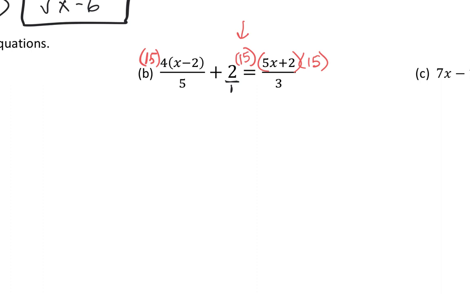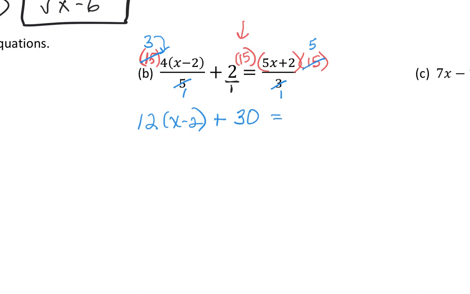So let's cross out what we can. In the first one, we can take a 5 out. That leaves me a 3. Right? And then the last one, we can take a 3 out. You're dividing it out, that leaves a 5. So we are left with 3 times 4, so that's 12, times x minus 2, plus 2 times 15 is 30.